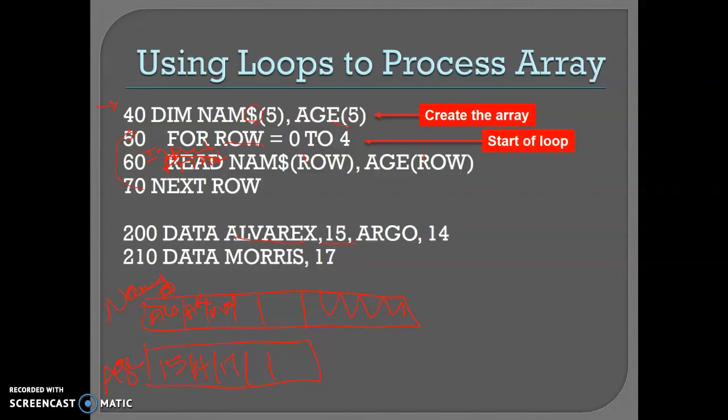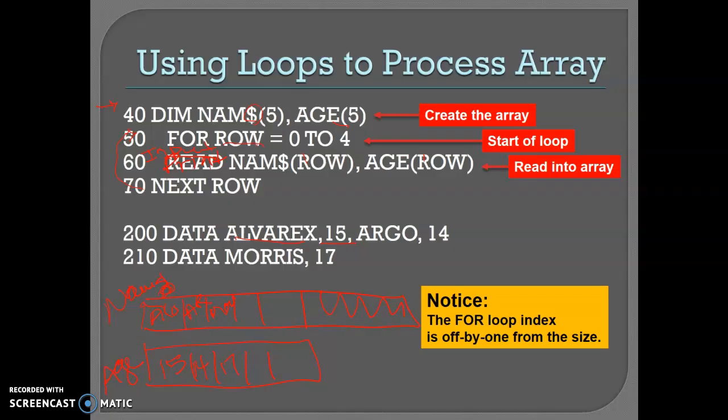So we're creating the array, we start the loop, we read into the array. Now notice that the for loop indexing is off by 1 from the size, and I've been saying that since the first slide in the previous lesson. Size 5, but it will be indexed from 0 to n-1, so 5 minus 1 is 4, so this one is indexed from 0 to 4 in memory.